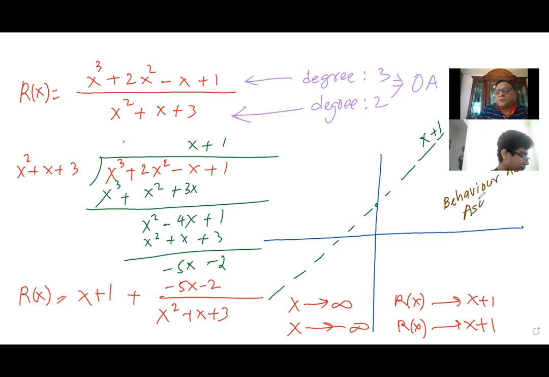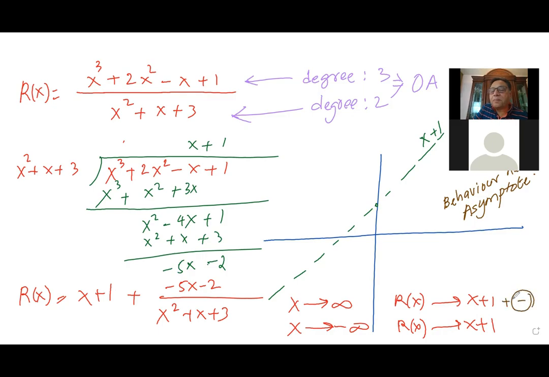Behavior near asymptote. Correct. So if I am going to positive infinity, you can see from here, I have x plus 1 plus a negative quantity. Do you see that? Minus 5x and minus 2 will make it negative. So that means negative plus something which is negative. So it means I am going to approach this side from below. You get the idea?